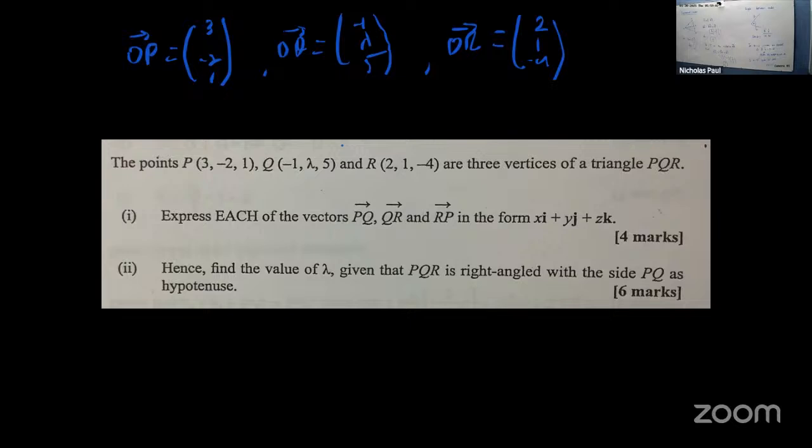Shall we do the next? Right, take your time, find PQ, QR, right? In part two, draw the diagram. And I tell you where your right angle is, right? And again, PQ.